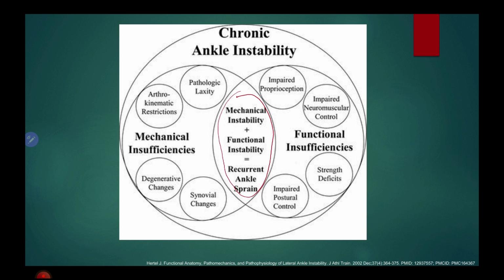So what comes under mechanical insufficiency? You can have pathological laxity. There can be arthrokinematic restrictions, degenerative changes, and synovial changes. And in functional insufficiency, the patient may have impaired proprioception, impaired neuromuscular control, strength deficits, and impaired postural control.